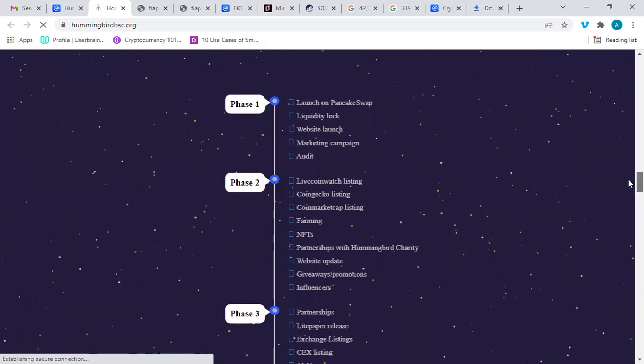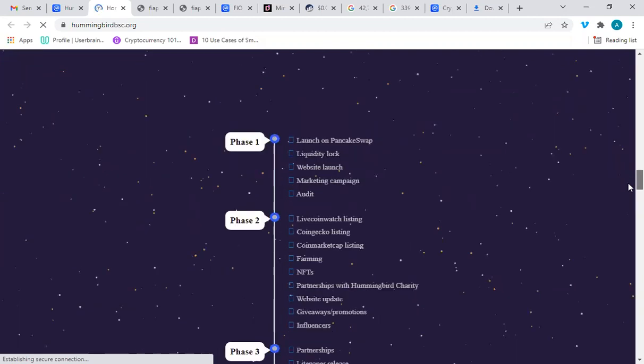I was checking it up. Now see something new. Now let's count the marketing that is here. Launching on PancakeSwap, marketing 1. Website launch, marketing 2. Third one is marketing campaign, which is marketing 3. Audit campaign, marketing 4.